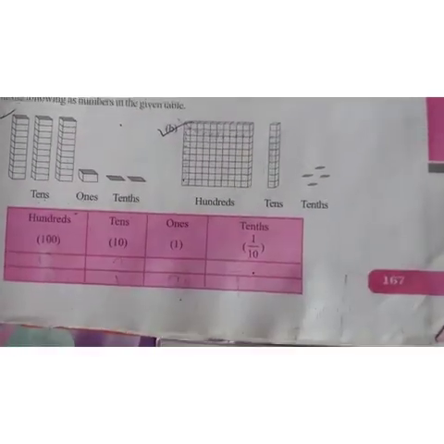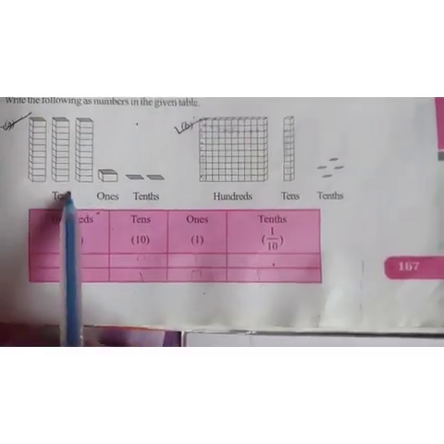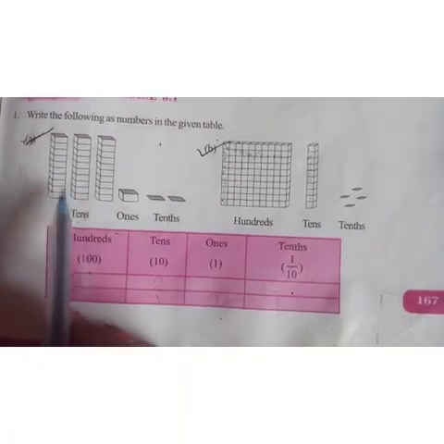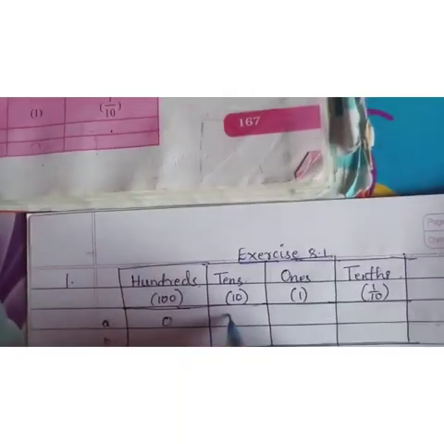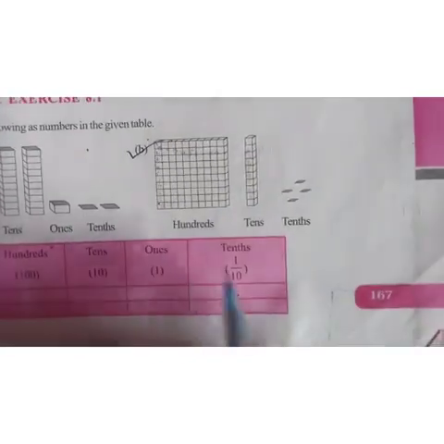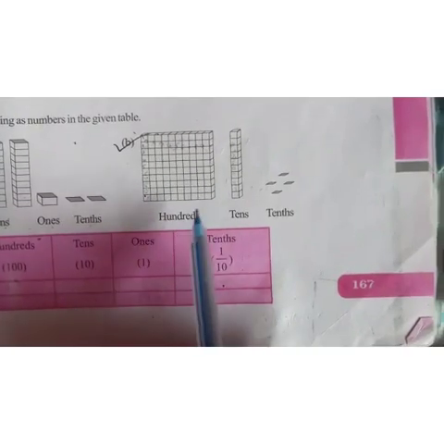So children, in the hundreds place we don't have anything here, so you have to write 0 as nothing is there. Next, in the tens place we have 1, 2, 3, so write 3. Next, in the ones place we have 1, so 1, and in the 10th place we have 2. So write here 2.